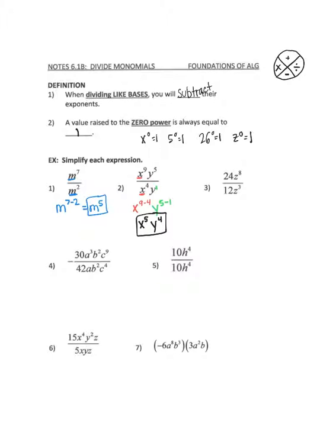Okay, for number 3, I can simplify my numbers out front, my constants. 24 divided by 12 gives me 2. And then I can simplify my bases. So I have z to the 8th and z to the 3rd. So that's going to give me 8 minus 3. So my final answer here is going to be 2 times z. 8 minus 3 is 5.